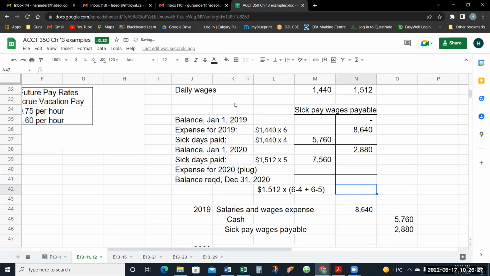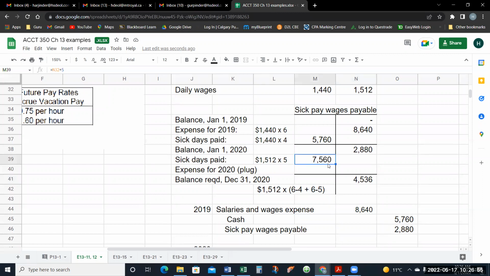And that works out to the amount that we require for our ending liability balance to be $4,536. Now to make this happen, you can calculate the plug amount for the expense. We began with 2,880. We want to end up with 4,536 as our sick pay wages payable liability.